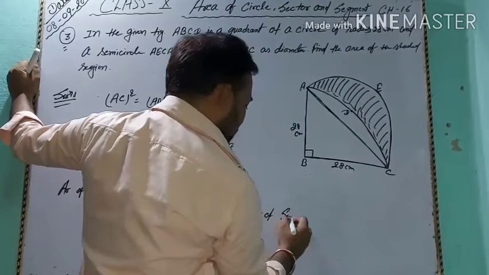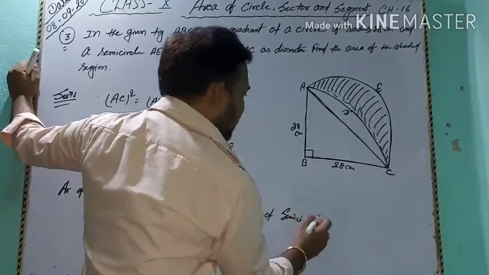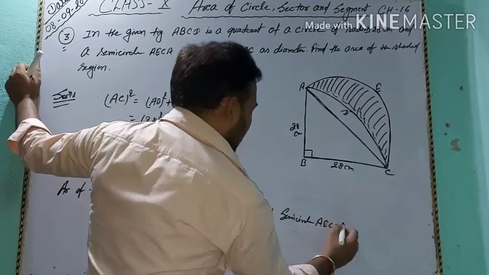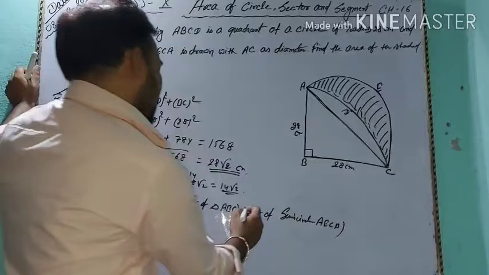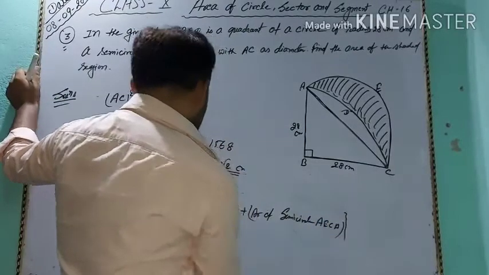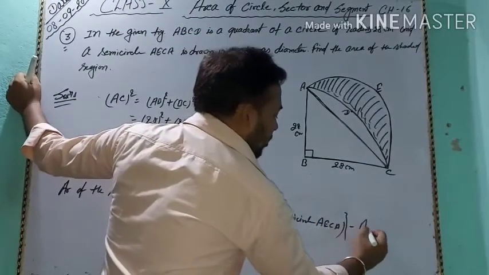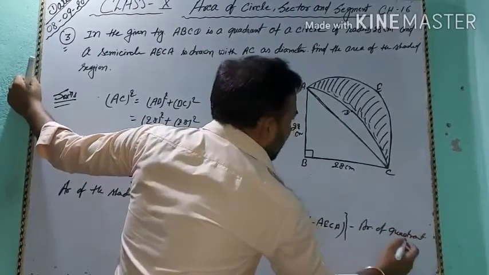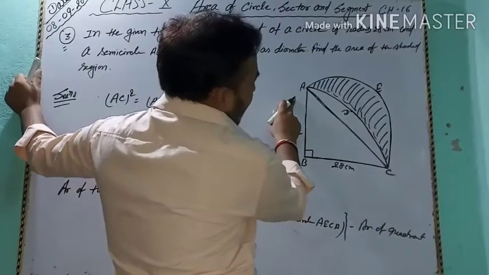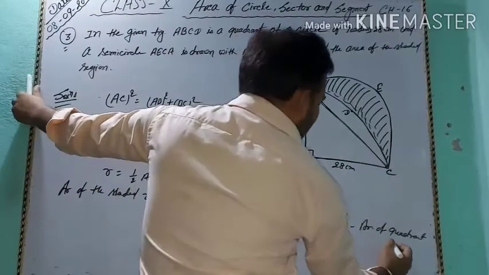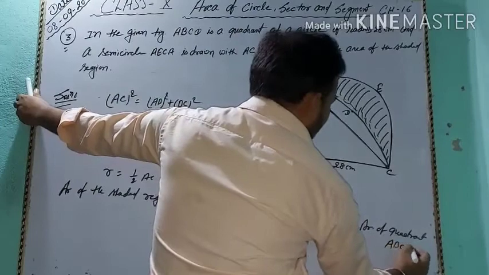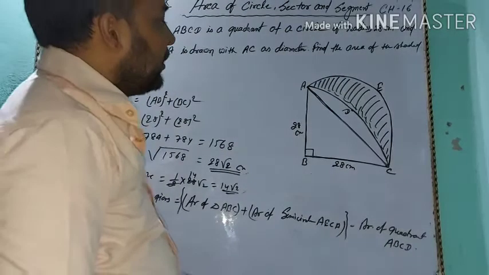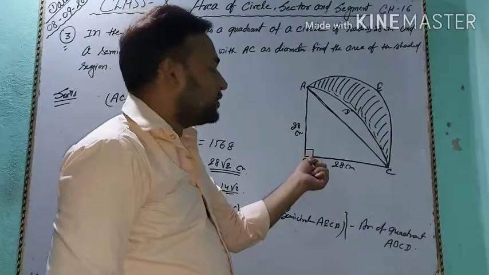AECA, minus area of quadrant ABCD. Area of quadrant ABCD, and the center angle of this quadrant is 90 degrees.